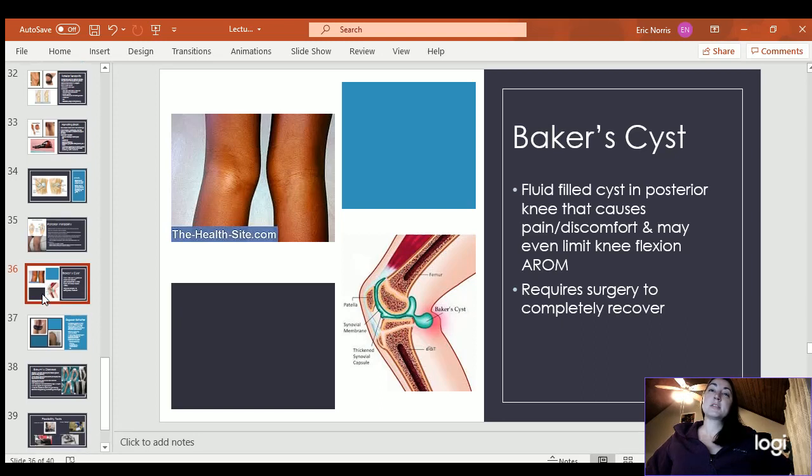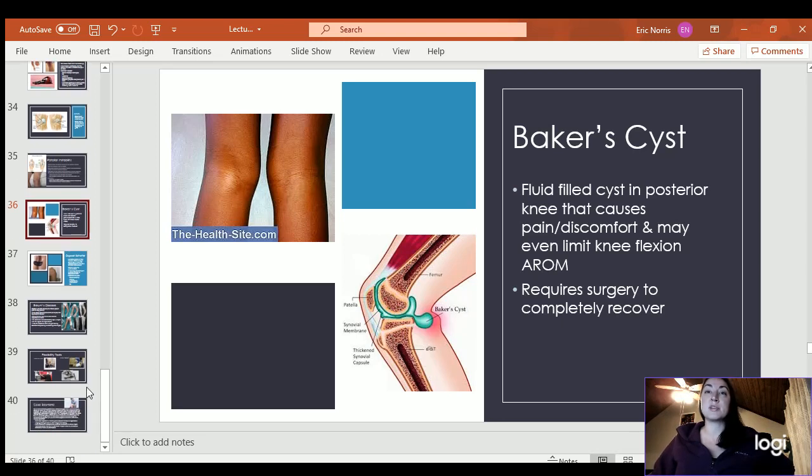All right, a Baker cyst is basically just a fluid-filled sac on the back of the knee. It's on the posterior portion of the knee. It causes pain and discomfort in that area. It can limit their knee flexion motion, but it's not something we really treat in physical therapy. It's going to be referred out and typically require surgery to actually get rid of.